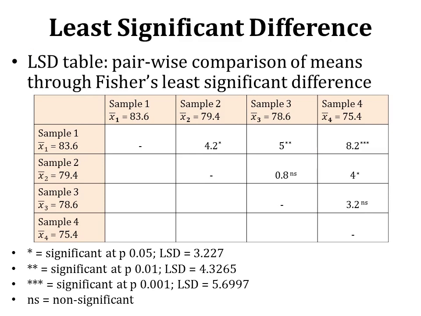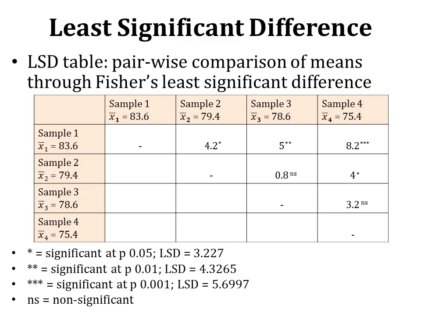Now it is time to report the results of LSD analysis. So we are going to report them as such, that this is a pairwise comparison of means through Fisher's least significant difference. So the difference between sample 1 and 2 is significant. The difference between sample 1 and 3 is highly significant. The difference between sample 1 and 4 is very highly significant. The difference between means of sample 2 and 3 is non-significant. The difference between samples 2 and 4 is significant, and the difference between samples 3 and 4 is non-significant.